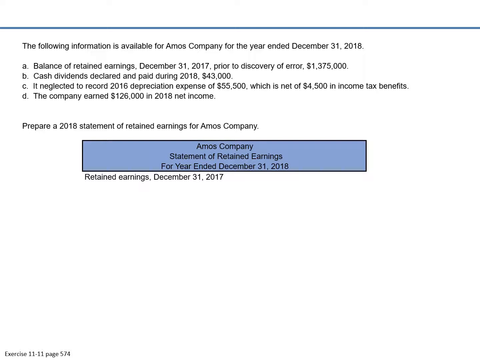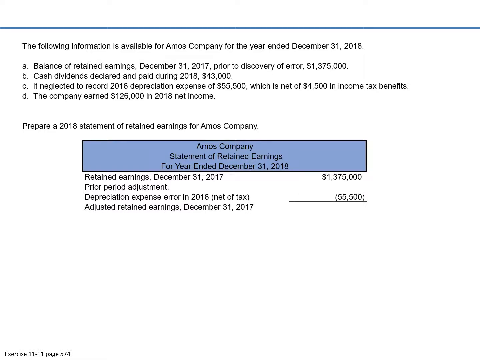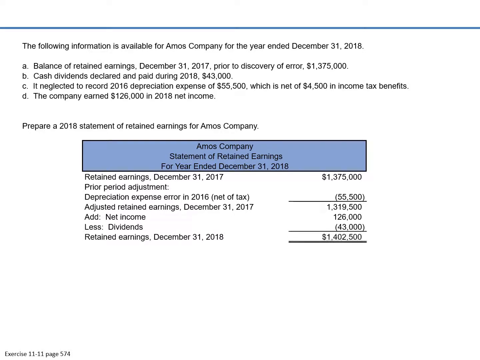So we start with our beginning balance, which they told us was $1,375,000. Then we have the prior period adjustment, which is our depreciation error net of tax. So it's our $55,500 of depreciation expense that we didn't record. So that's going to reduce our net income, right? And thereby reduce our retained earnings, which is why it's a negative. So then we have adjusted retained earnings of $1,319,500. We're going to add our net income to it of $126,000. We're going to subtract our dividends that were declared and paid of $43,000 to get ending retained earnings of $1,402,500.